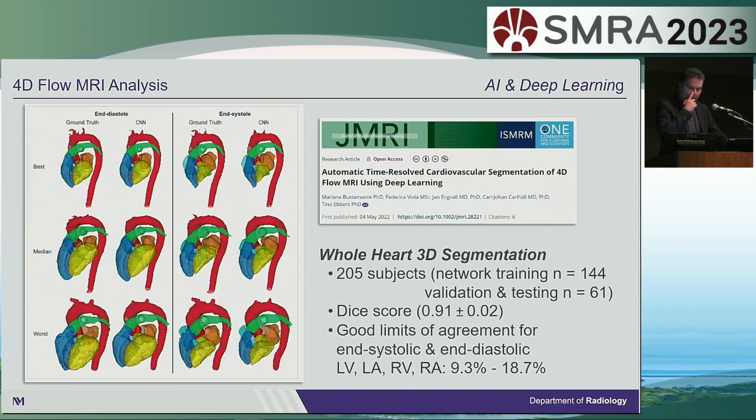Another example from the group in Linköping, where they took this further to fully whole heart 3D segmentation, and really also segmenting out the individual compartments of the heart, the ventricles, the atria, the pulmonary artery, and the aorta. As you can see here, with very, very good results, really good DICE scores, and also very good comparisons of the ventricular volumes and ejection fractions and stroke volumes and so on.